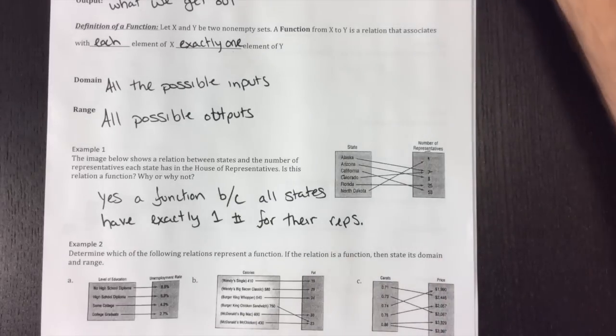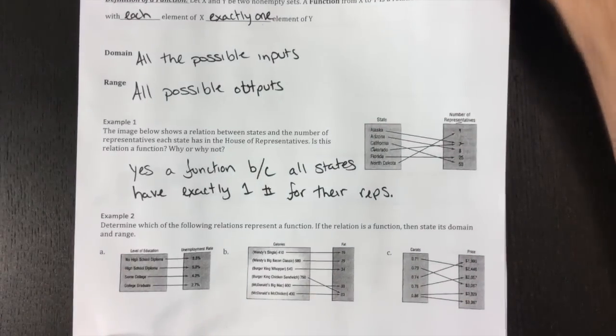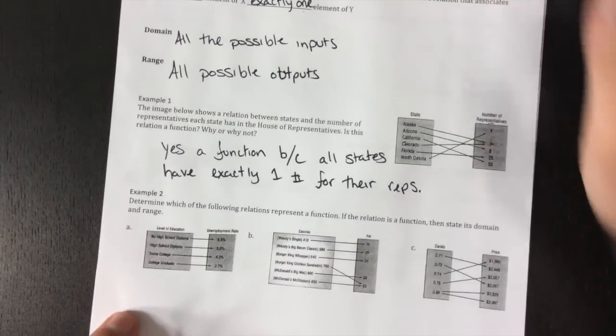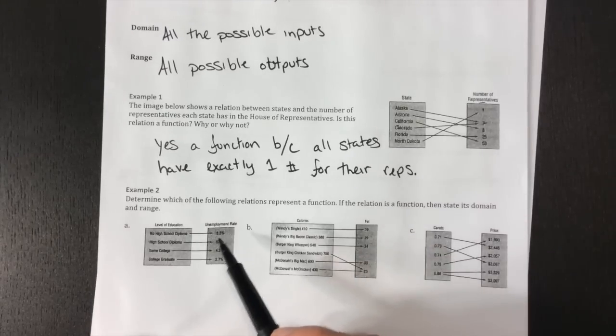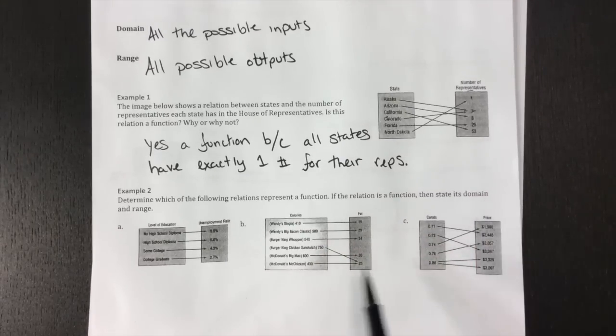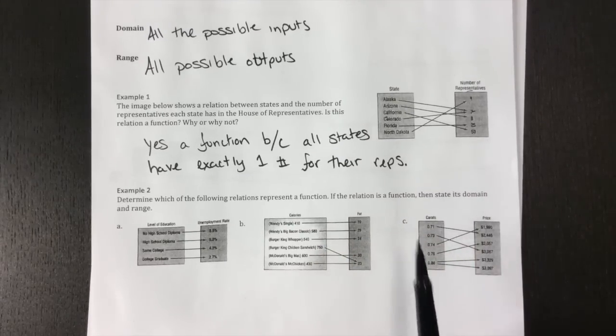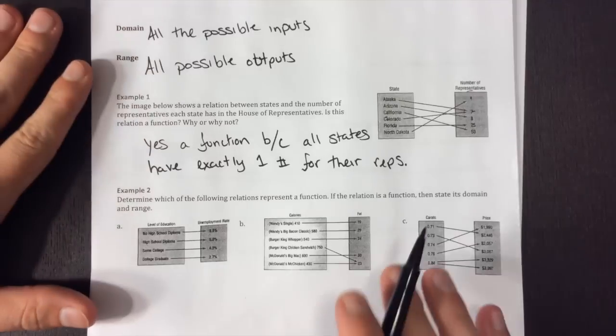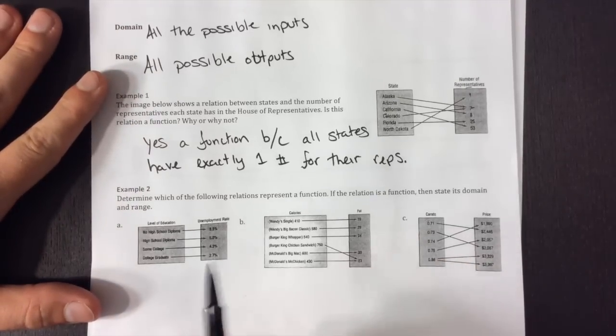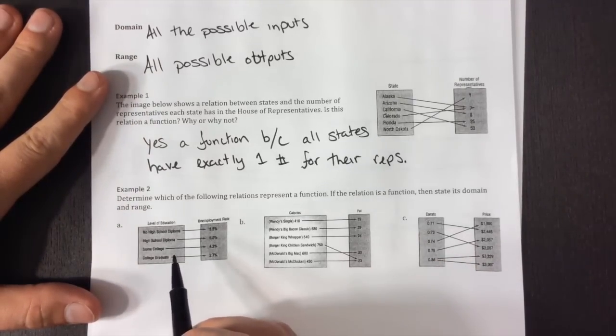So let's look at the next one and see if it's any clearer what a function is. Again, pictured are our relations. Tell if each one is a function or not. I'd highly suggest you pause it and look at these on your own, but we're going to jump right to that. So if you haven't already, take a little time to try this on your own.